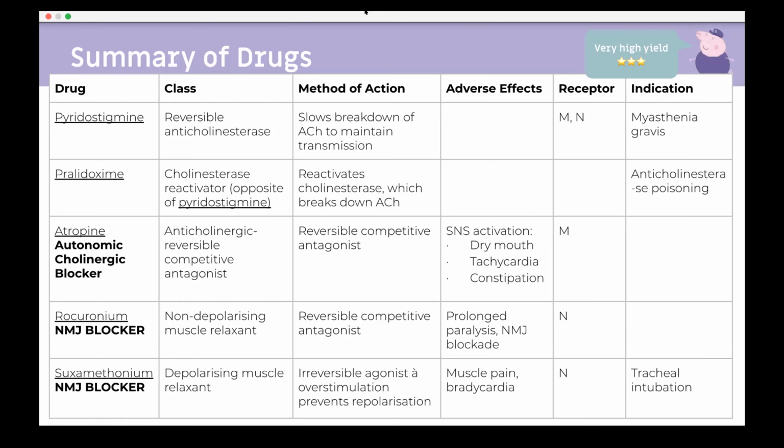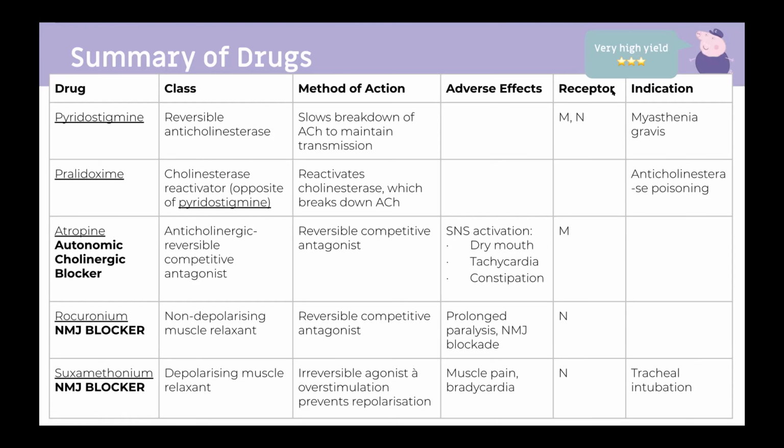Okay, so what does indication mean? Indication in the table means what it's used for. Okay, so indication means what it's used for.